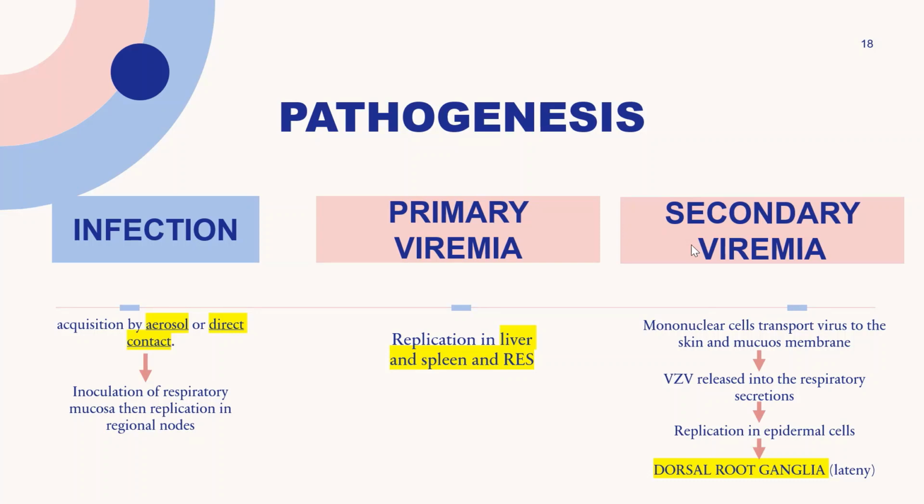Secondary viremia, mononuclear cells transport virus to the skin and mucous membrane. Then the varicella zoster virus is released into the respiratory secretions and subsequently replicates in the epidermal cells. The virus infects dorsal root ganglia during the chickenpox, where it remains latent until reactivation.